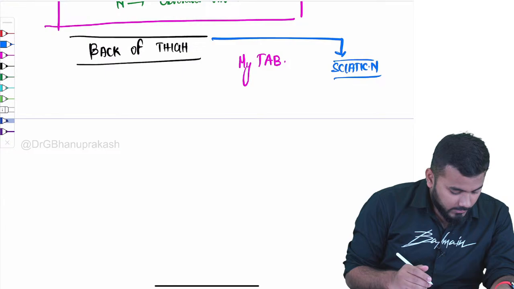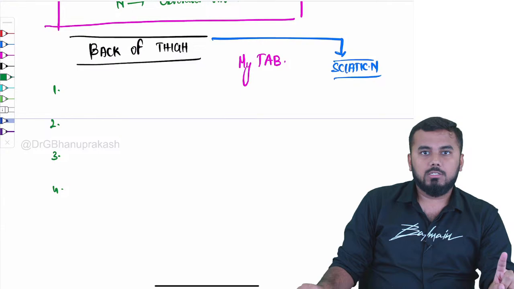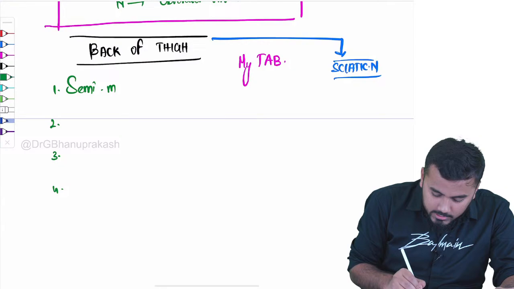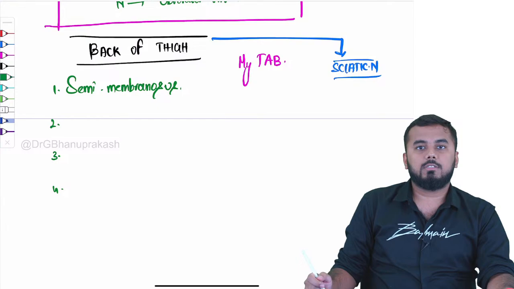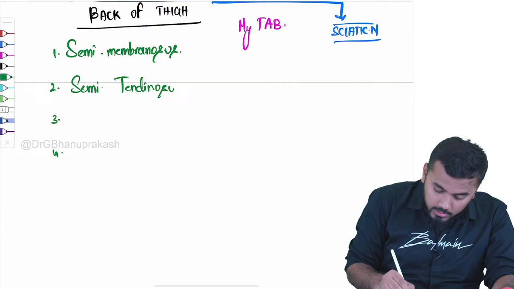So what are these muscles? M stands for membranous, that is called half membrane, which means semi-membranosus. T for tendon, it is also called half tendon, which means semi-tendinosus. Very good.